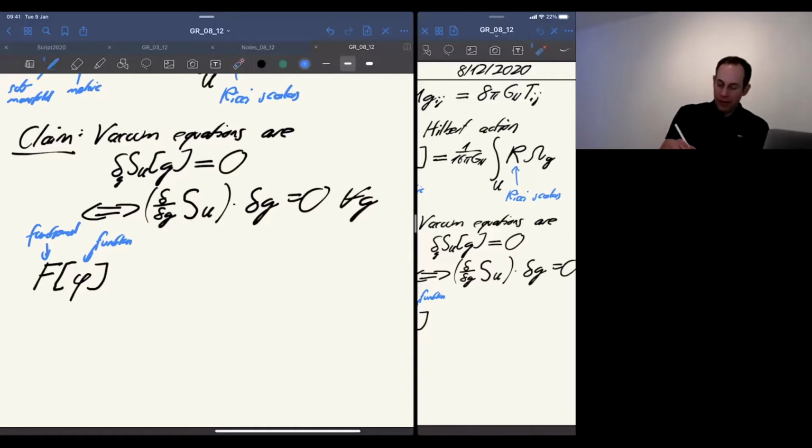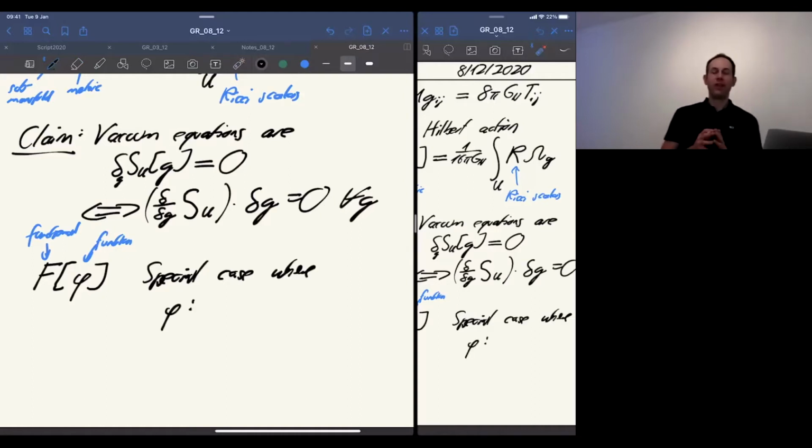Now let's take the special case. Let's consider the special case where the function phi is not, as in our case, a function on the manifold, but let's suppose it's just a function that only takes a discrete set of inputs. So let's suppose it's a function that takes a value, let's say an integer between 1 and some big number n, and maps it to the reals.